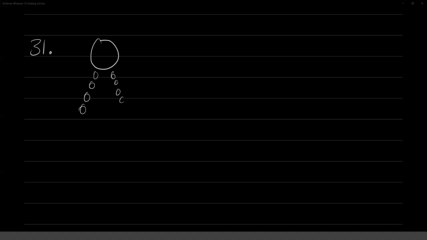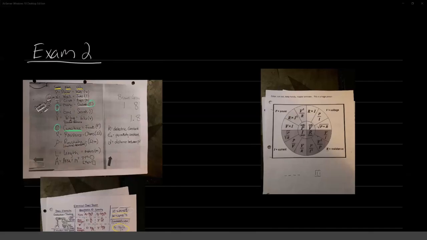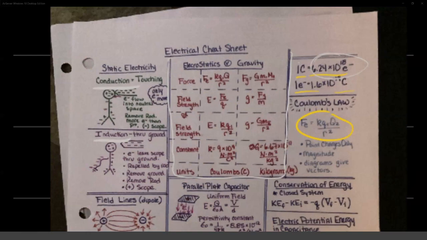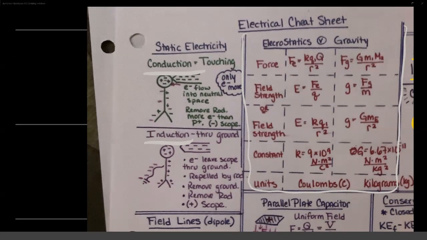If you look right on the electrical cheat sheet, the one that she gave us, she literally has the conduction and induction drawings and the words. So that's right on the sheet. That should be kind of a gimme, right? Conduction is touching, and induction is not touching, through ground.